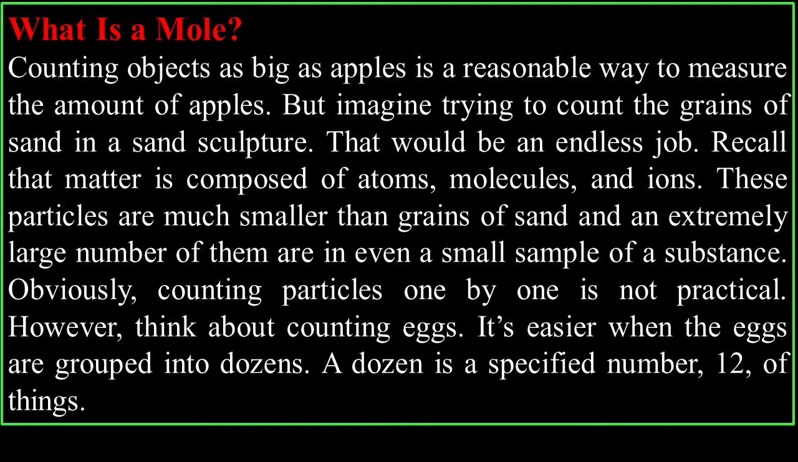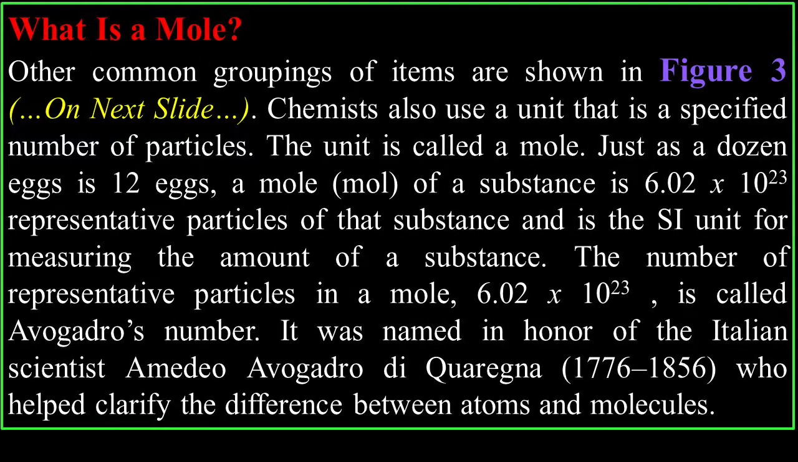However, think about counting eggs. It's easier when the eggs are grouped into dozens. A dozen is a specified number. 12 things, 12 eggs is a dozen eggs. Other common groupings of items are shown in Figure 3 on the next slide.